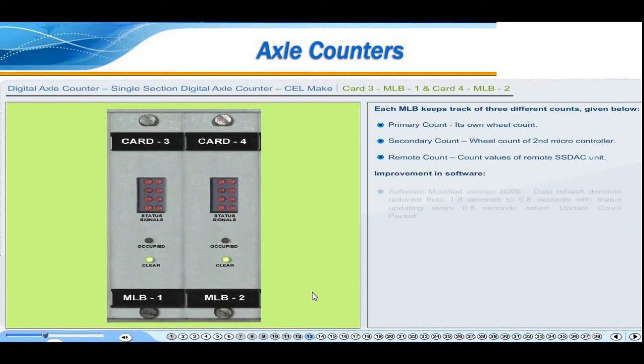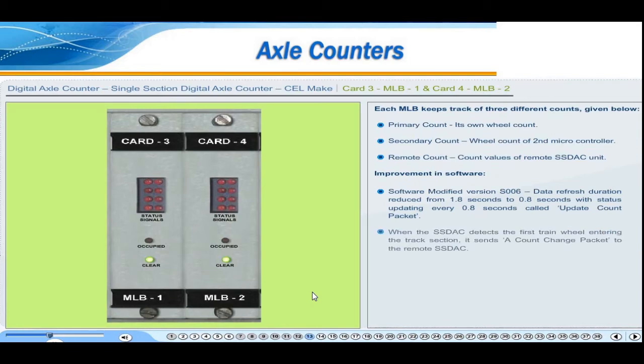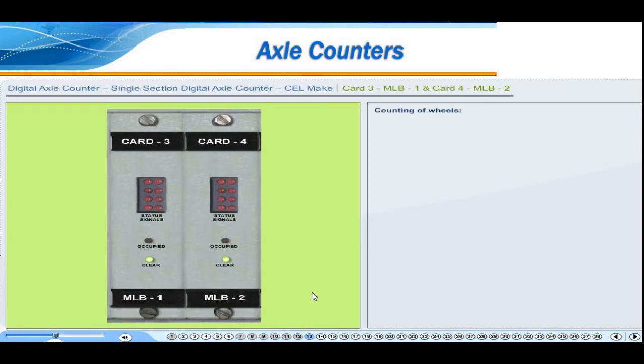Improvement in software. Software modified version S006. Data refresh duration reduced from 1.8 seconds to 0.8 seconds, with status updating every 0.8 seconds called update count packet. When the SSDAC detects the first train wheel entering the track section, it sends a count change packet to the remote SSDAC. Primary count for the original pulse inputs and secondary counts for the filtered pulse inputs received from the other MLB. Counting of wheels.